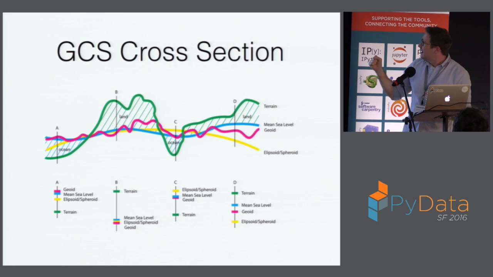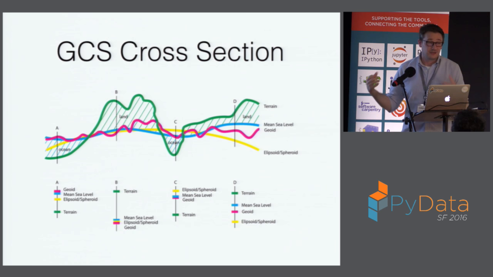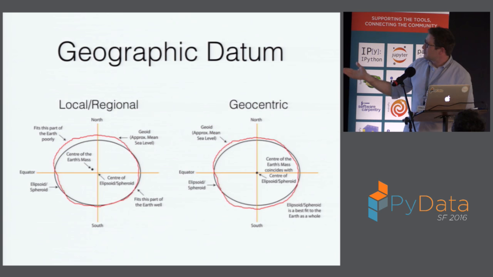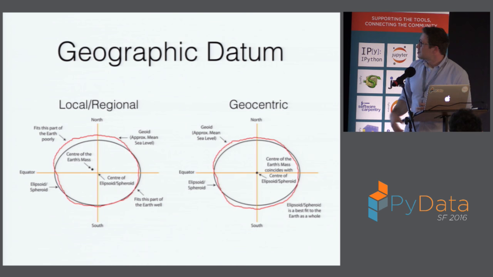And then from there, you go down even further, because even at that point, the geoid is fairly irregular, so we want something even simpler to work with, so we go to a spheroid or an ellipsoid. And now we have our model that we're going to base everything on. Now we just need to figure out where to put it. So you end up with this idea of both a local or regional datum, as it's called, or a geocentric datum. And the idea of a datum is basically twofold. You have the spheroid that we just mentioned, and then you have the position relative to the center of the Earth.